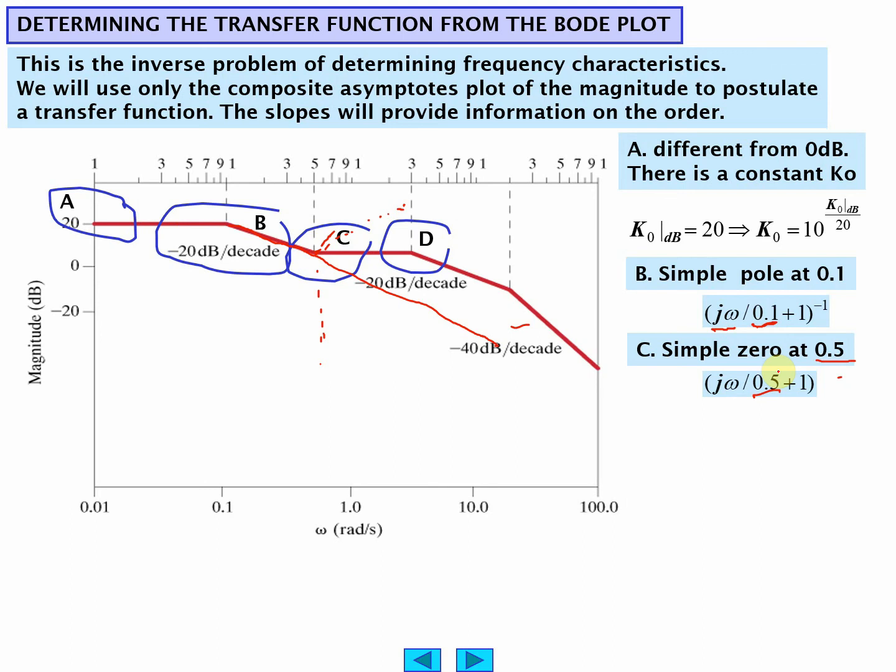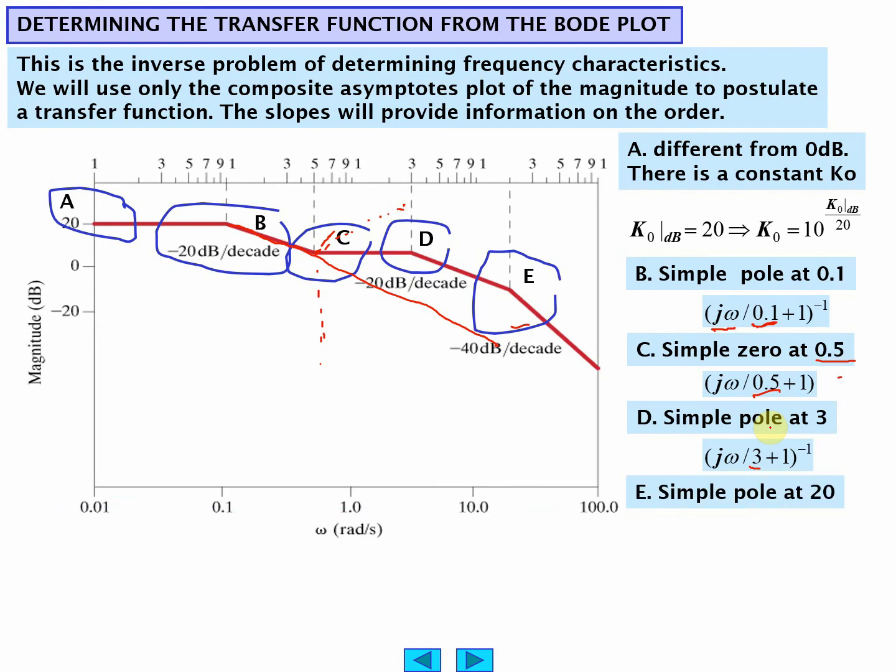D. Now you're dropping again, another pole at 3 radians per second. And then E. Another pole at, it looks like, 20 radians per second.